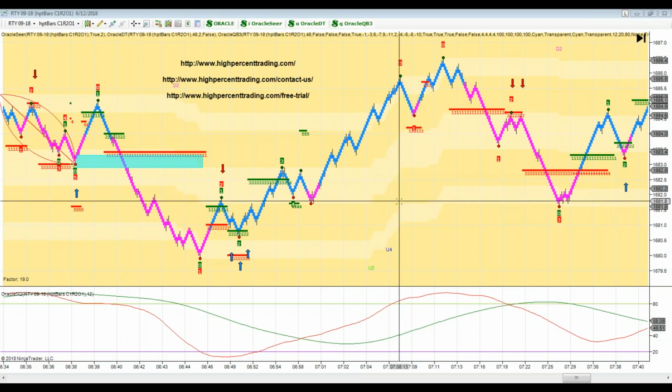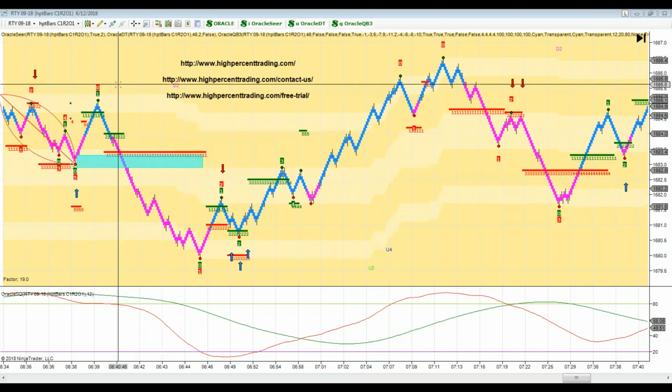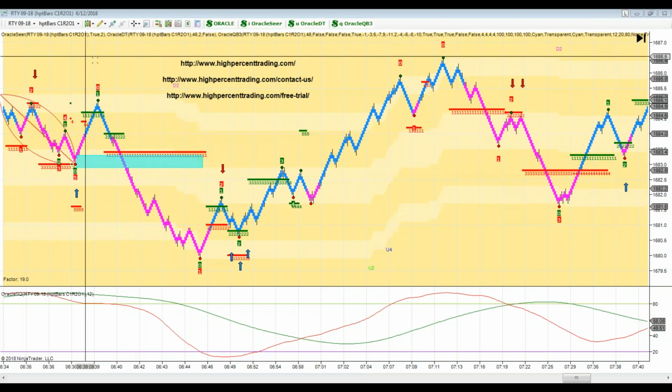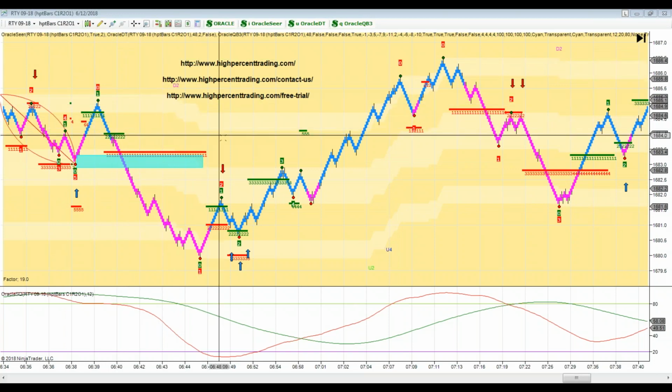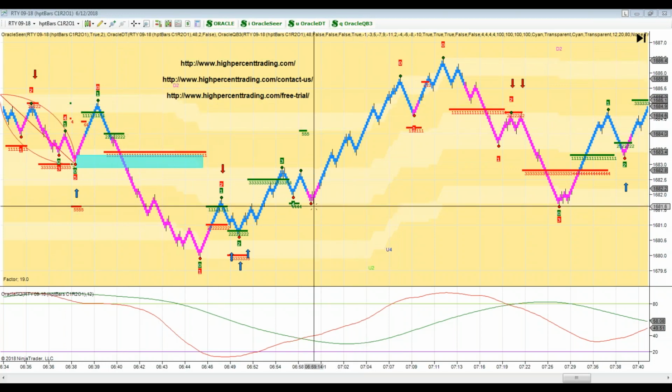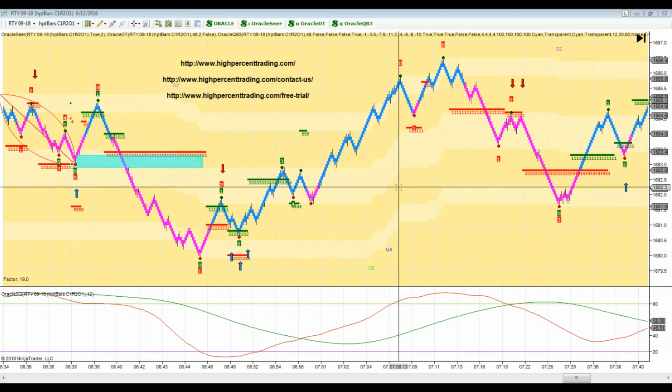I don't know if I mentioned the name of the contract. I'm sure some of you are familiar with it. It's the RTY. That's the Russell 2000, traded over on the Globex. It's $5 a tick.